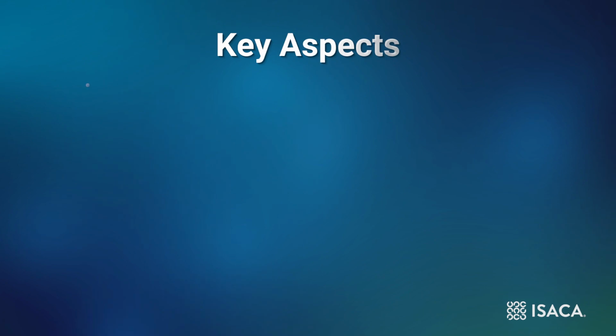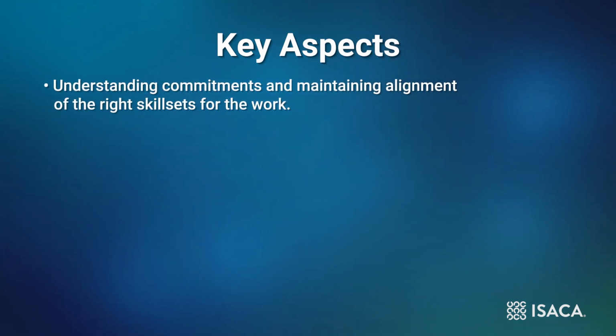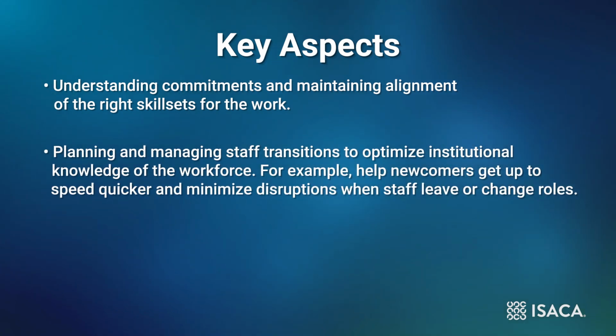In most organizations, the most important aspect to successful business is people. This practice area identifies industry best practices for providing a foundation on which individuals and work groups thrive and operate at their best. The key aspects of the practice area can be summarized as understanding commitments and maintaining alignment of the right skill sets for the work, planning and managing staff transitions to optimize institutional knowledge of the workforce. For example, help newcomers get up to speed quicker and minimize disruptions when staff leave or change roles.